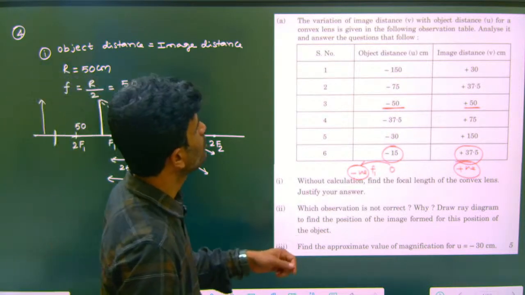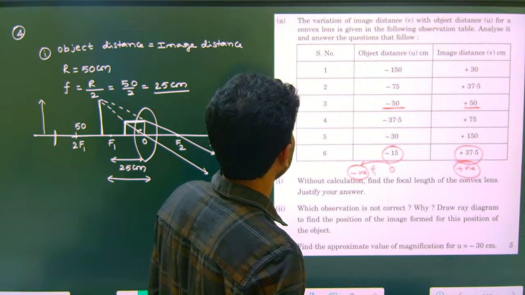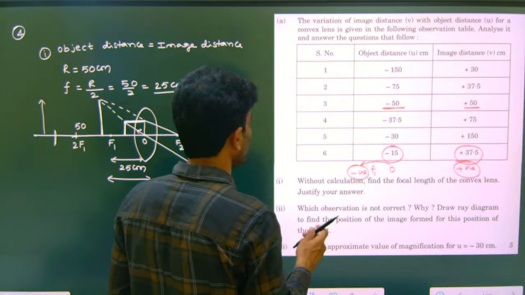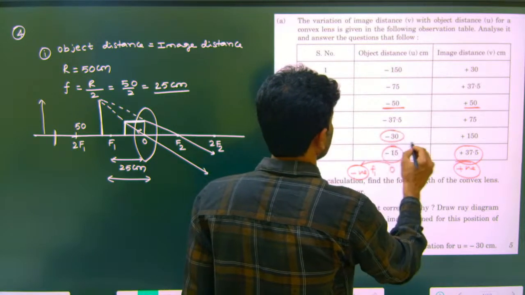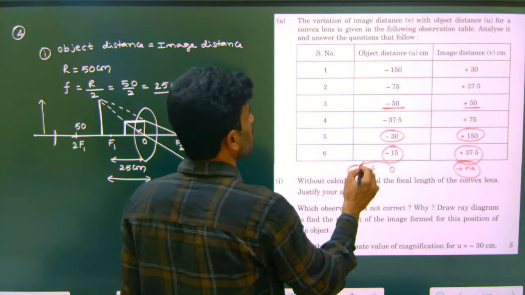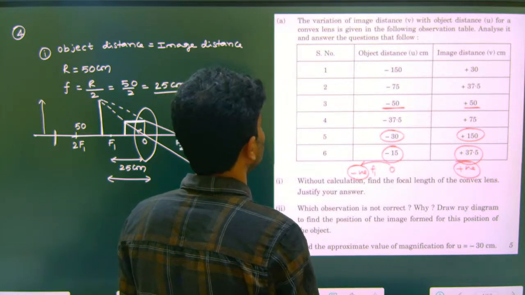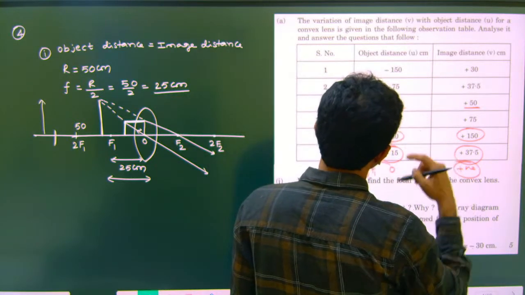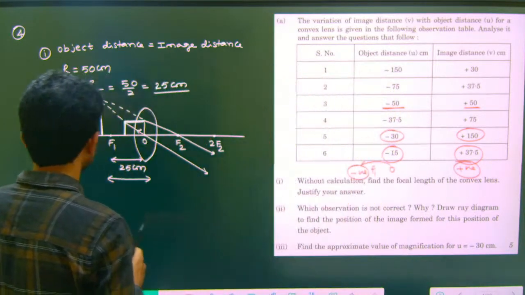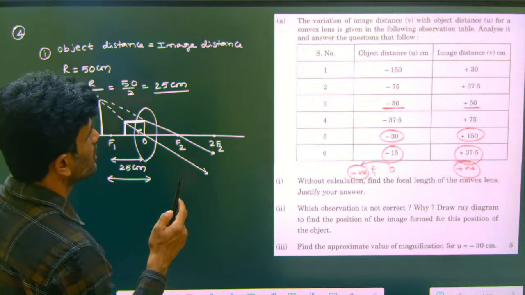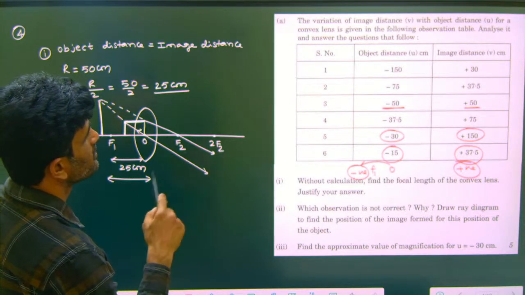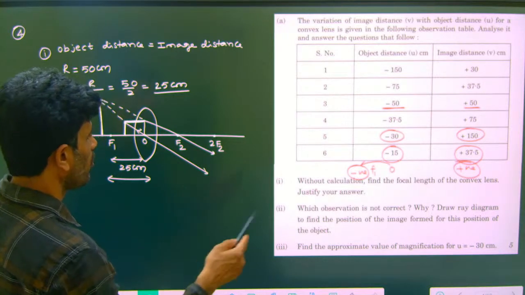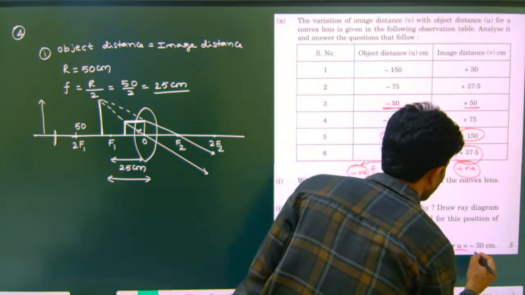For u is equal to... image distance is minus 30. Where do you have image distance minus 30? In this case, image distance is minus 30 and object distance is... you want image distance minus 30, no? Image distance we do not have here. Because object distance is u, image distance is plus 30. Okay, object distance only is minus 30. I did not see the question carefully.